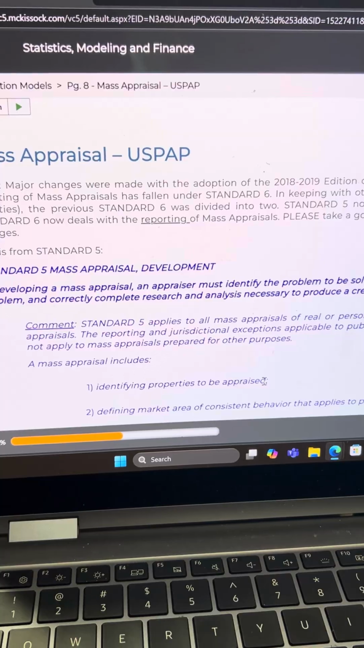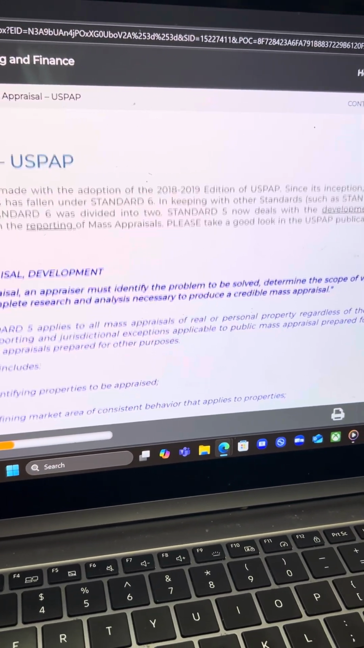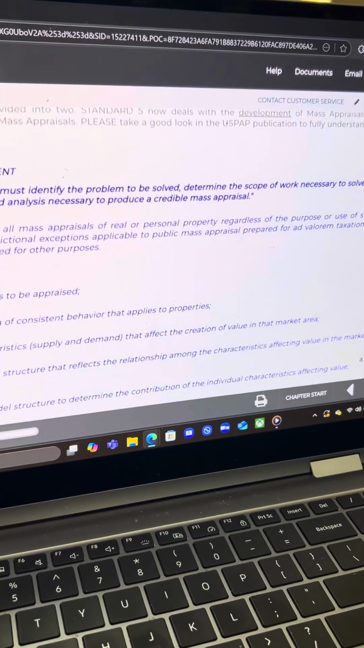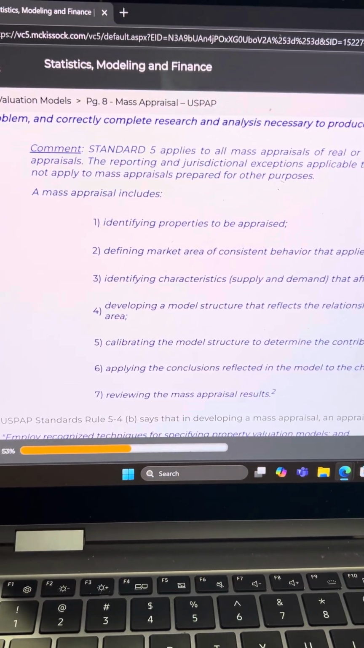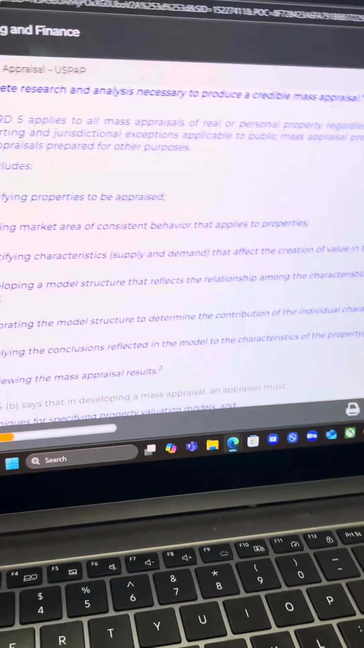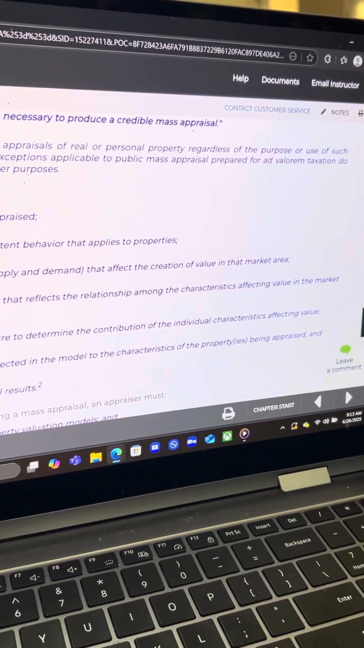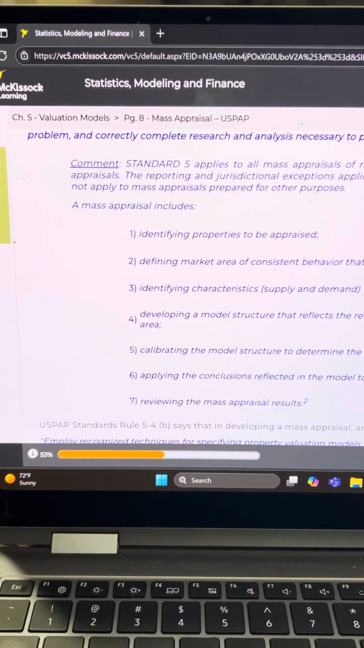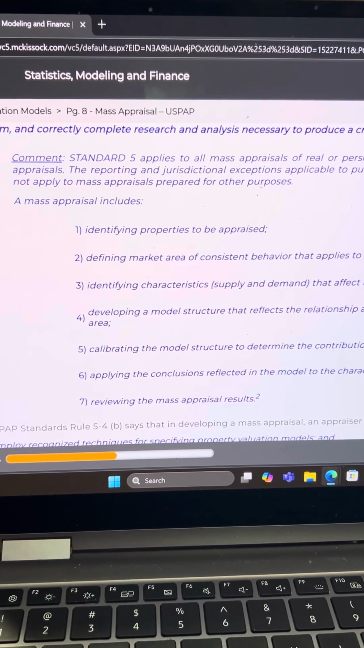Comment: Chapter 5 applies to all mass appraisals of real or personal property, regardless of the purpose or use of such appraisals. The reporting and jurisdictional exemptions applicable to public mass appraisal prepared for ad valorem taxation do not apply to mass appraisals prepared for other purposes.